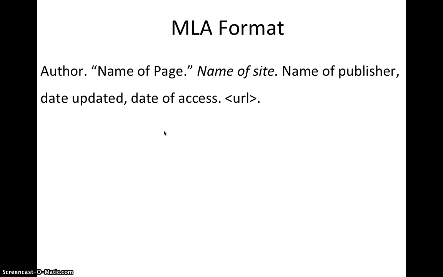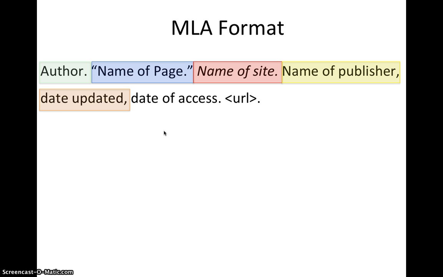The first thing about MLA format, it's kind of like a recipe or rules that you have to follow. When you're writing a source in MLA format, you have to start with the author. Then you put the name of the page in quotation marks with a period at the end, the name of the site in italics with a period at the end, the name of the publisher or whoever created the website with a comma, the date the website was updated, the date that it was accessed, and the URL. Now the URL has to have a period at the very end of it like that.